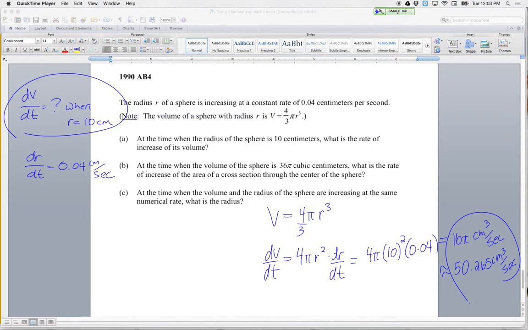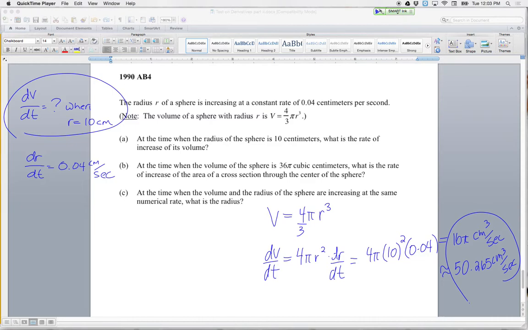Part B, I think is awesome. And you've got to know what it's asking. It says, at the time when the volume of the sphere is 36 pi cubic centimeters, what is the rate of increase of the area of a cross-section through the center of the sphere? Now, when you read it right away, just read for understanding. I'm not even going to try and solve it. You read it, and you understand what you read, but it still is like Greek. But now go back and read it again.